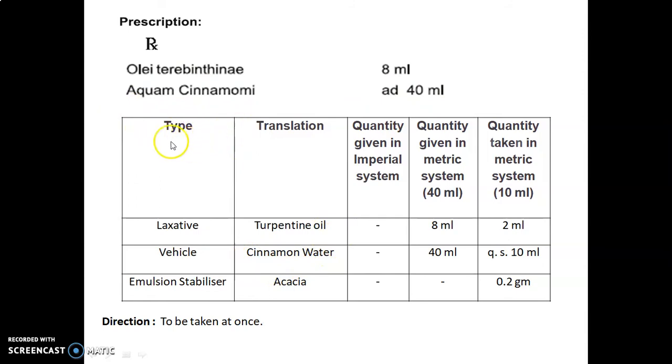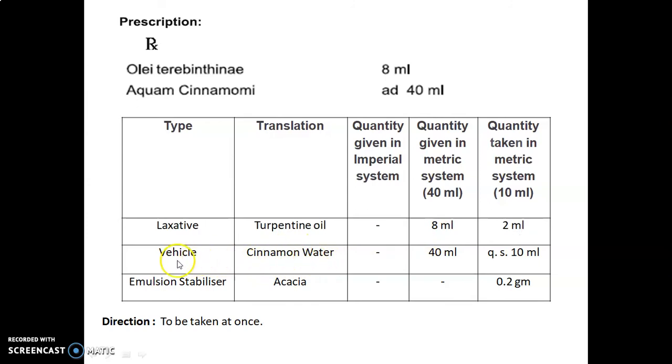So we have this formula table: Latin terminology, translation meaning name of ingredient, quantity given in imperial system. This is not given, we have directly been given the metric system. No Latin terms are given in this formula. So quantity given in the metric system is 40 ml, and quantity taken in the metric system is for 10 ml. So first of all, turpentine oil, which is used as a laxative, quantity given in the metric system 8 ml. With the help of the factor, we can calculate the quantity taken in the metric system, that is 2 ml.